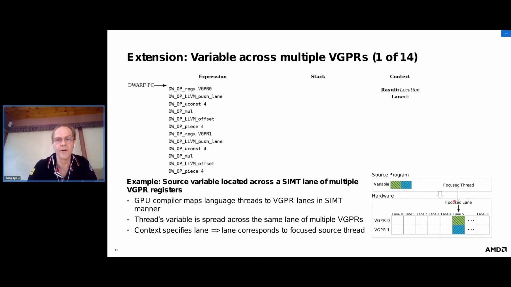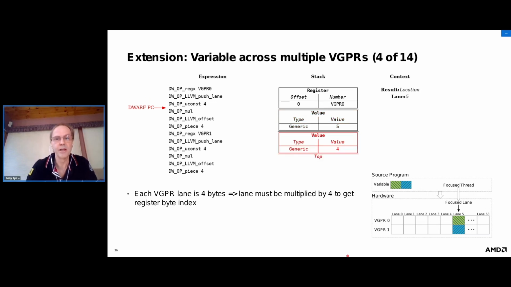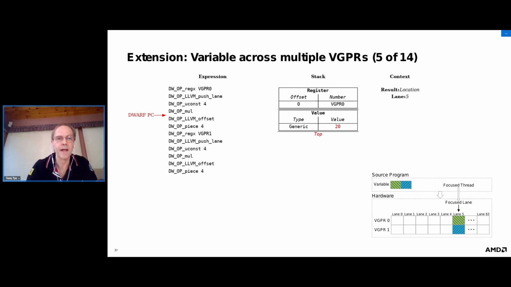In this example, we've got the SIMT example where we had a SIMT value which is spread across two different registers for its particular lane. So we're going to take our register and put it on the stack. We've got this lane operator. We're evaluating in a context where we know we're at lane number 0, or lane number 5 here, depending on which lane our debugger was focused on. So this gets us our 5 on the stack. Our slots are 4 bytes big, so we multiply by 4, and that gets us to our byte offset of 20.